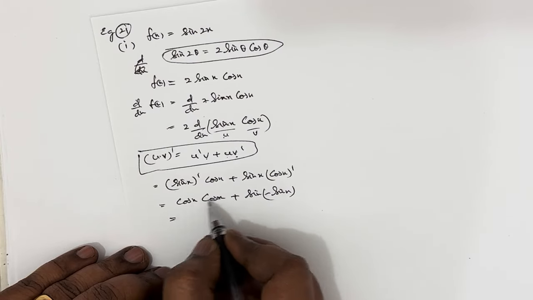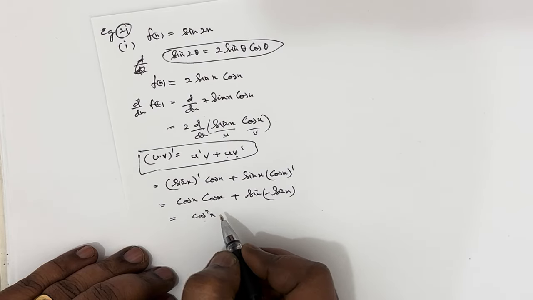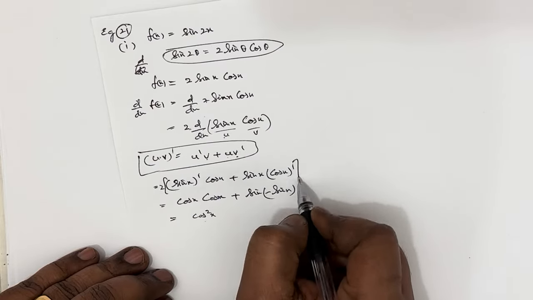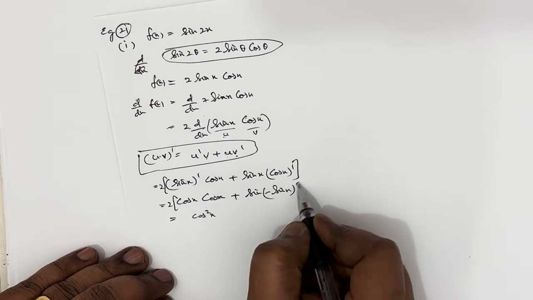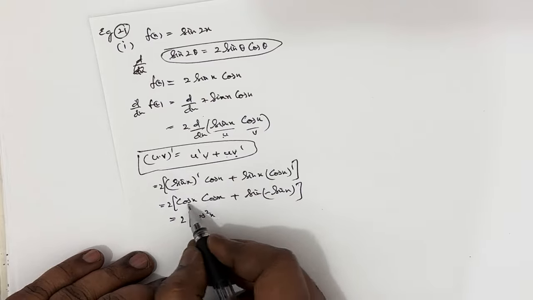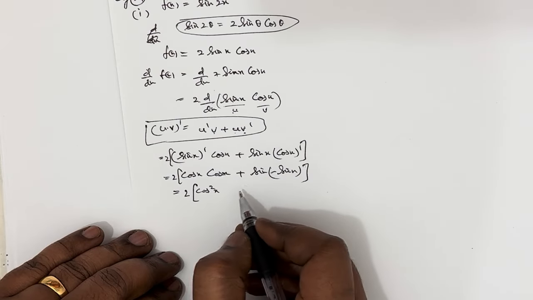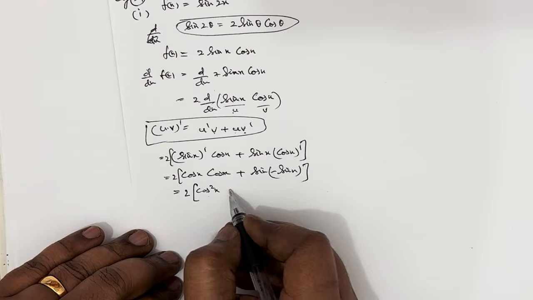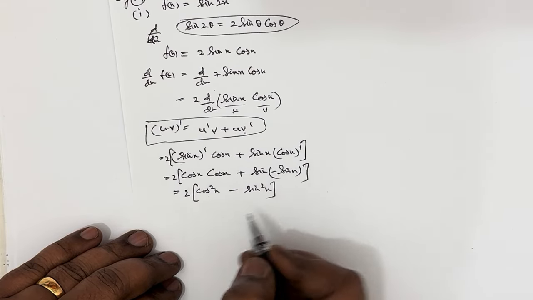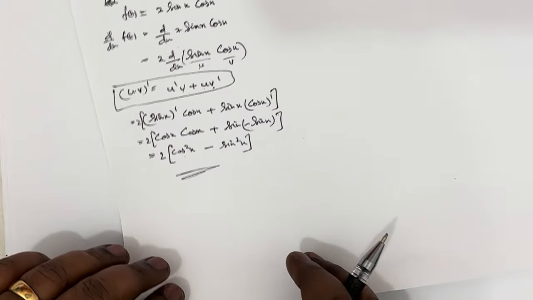So we have this one as cos square x. And one more thing, we have the 2 here remaining. So 2 cos square x, this becomes minus sine into sine, sine square x. Okay, that's it. This is the answer given.